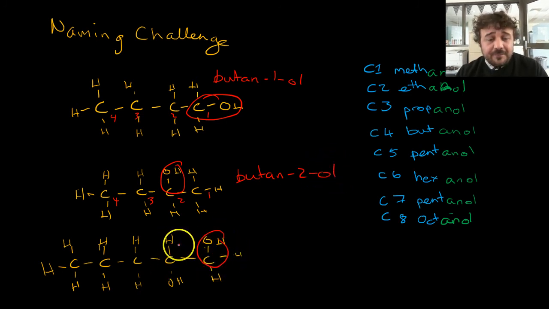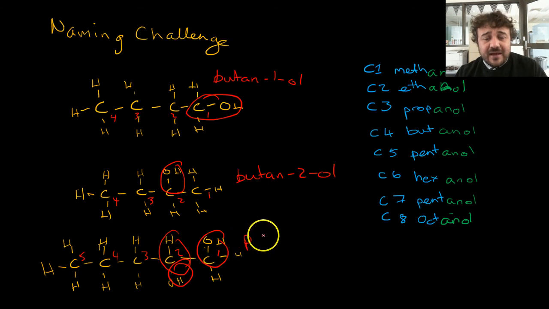So we've got 1 there, and we've got 1 there. Oh, it's on this side. Whatever, you get the point. So we go 1, 2, 3, 4, 5. This one's actually fairly straightforward. It is a pentanol, sort of, because there's 2 OH groups, so it's a pentane diol.